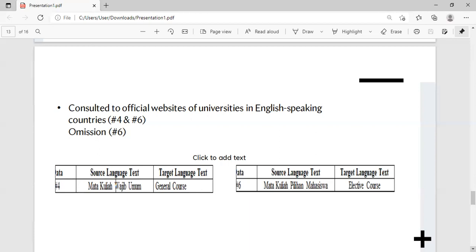And then for data number 6, I used the same method and decided to translate mata kuliah pilihan mahasiswa into elective courses because those two terms have a similar concept. I decided to omit the word mahasiswa because it is understood that it's the students themselves who pick out the type of elective courses that they are going to take.